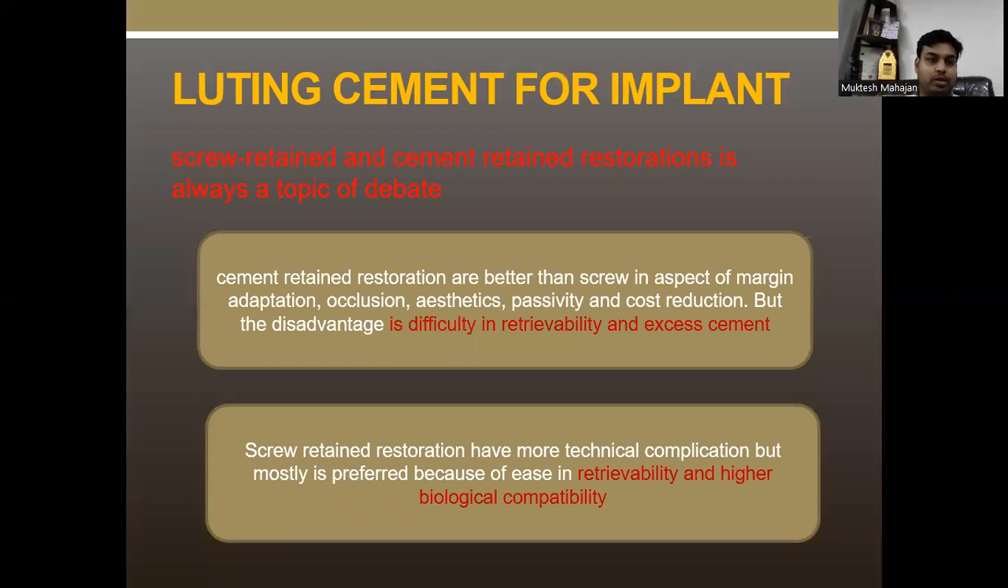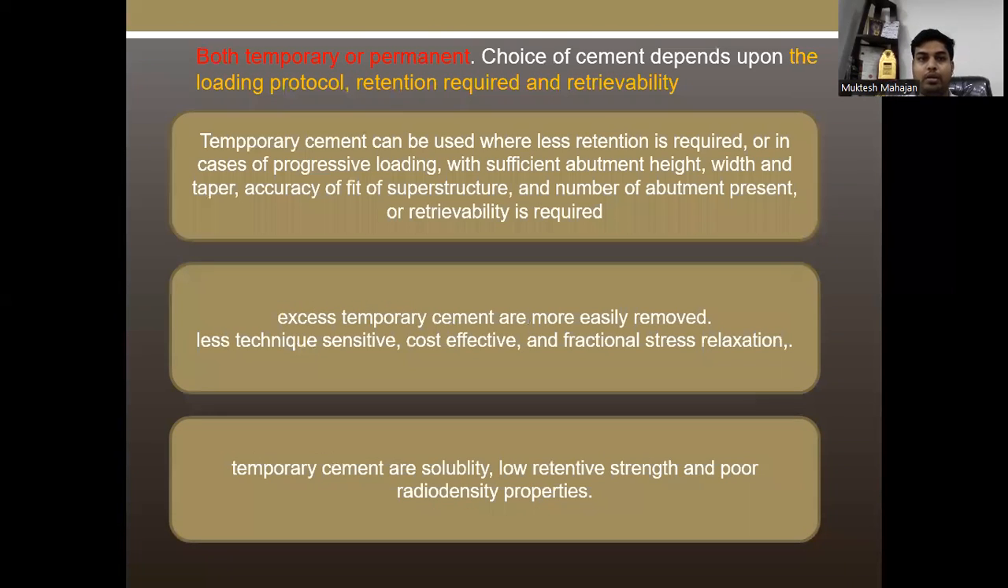Luting cement for the implants. Last topic for today. The screw retained and the cement retained restoration is always a topic for debate. Cement retained restorations are better than screw retained ones in terms of margin adaptation, occlusion, aesthetics, passivity, and cost reduction. But the disadvantage is difficulty in retrieval and accessibility. The screw retained restoration has more technical complications, but is mostly preferred because of the ease of retrievability and higher biological compatibility. Both temporary or permanent cement depend upon the loading protocol, retention required, and retrievability.